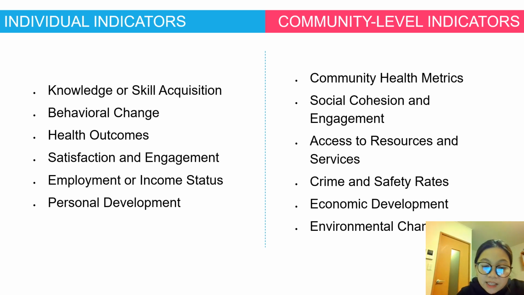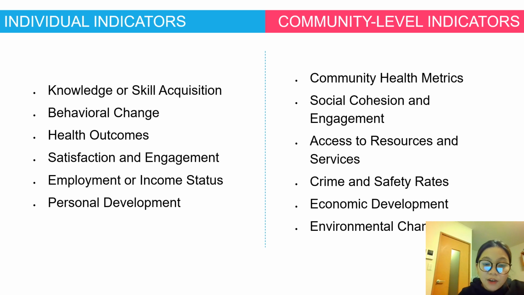Next is crime and safety rates. So changes in crime rates or perceptions of a safety in a community, often influenced by programs designed to improve community well-being. A good example would be the Safe Spaces Act. So there is a reduction in crime following a youth engagement initiative.